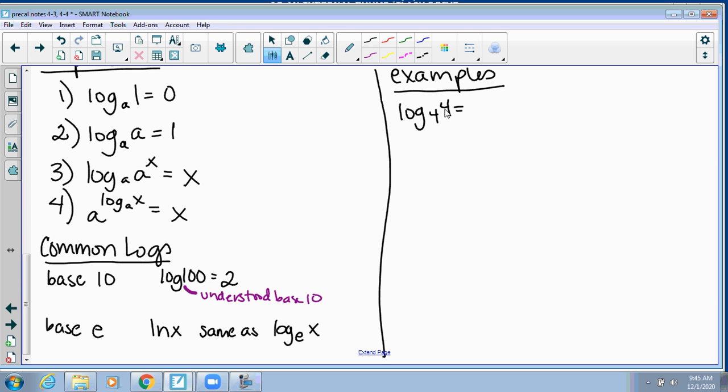So log base 4 of 4. 4 to what power is 4? That's going to give us 1 for our answer. We can look up here, these two match, so our answer is 1. Log base 4 of 1. Well, log of 1, doesn't matter what the base is, it's always going to be 0. Log base 4 of 4 squared. When these two match, it all just goes away. We are left with a 2 for our answer here.